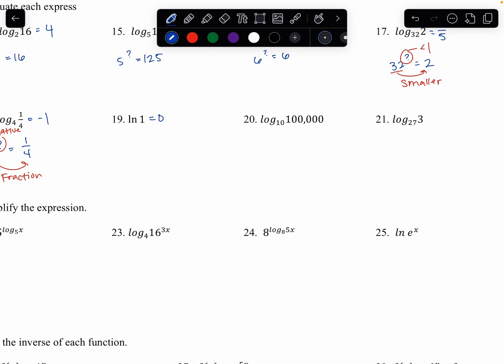And then here, 10 to what power is going to be equal to 100,000? That's going to have to be 5. 1, 2, 3, 4, 5. Yep. So that's going to have to be equal to 5. 27 to what power is going to be equal to 3? Same thing up here. Notice that I'm getting smaller. This has to be less than 1. And 3 to the 3rd is 27, so that has to be 1/3. The reciprocal of that, 1/3.